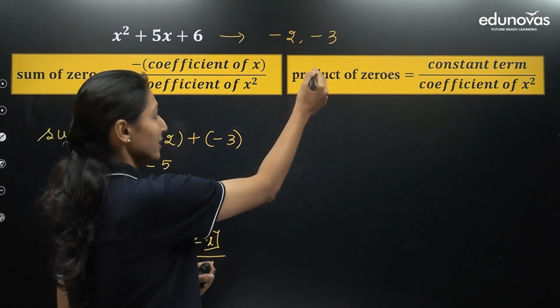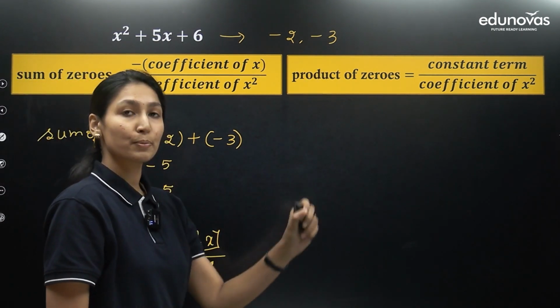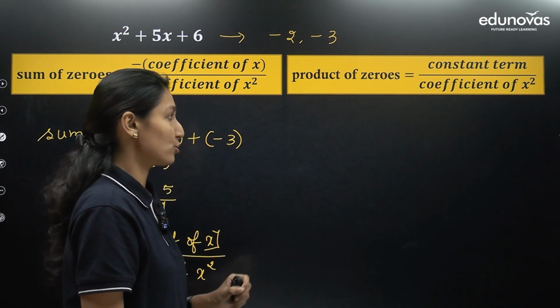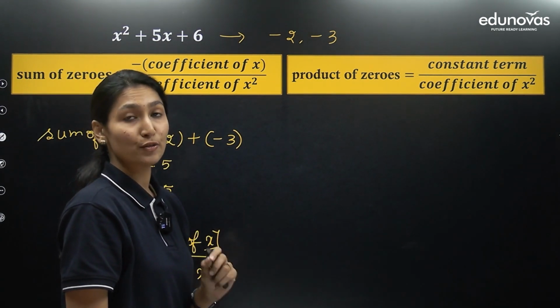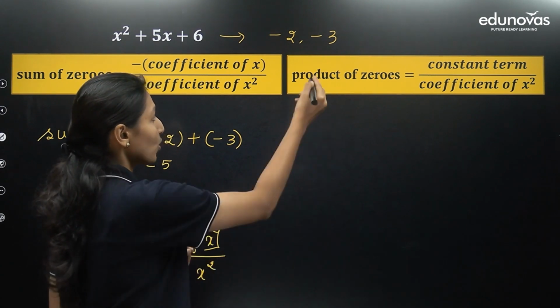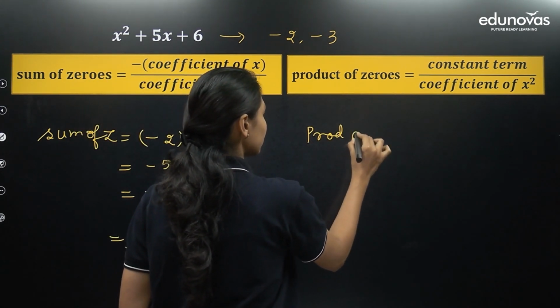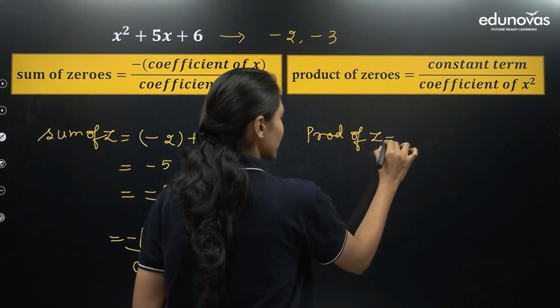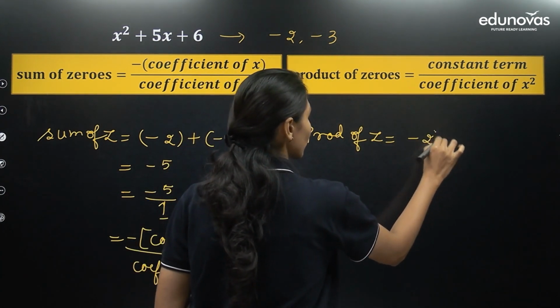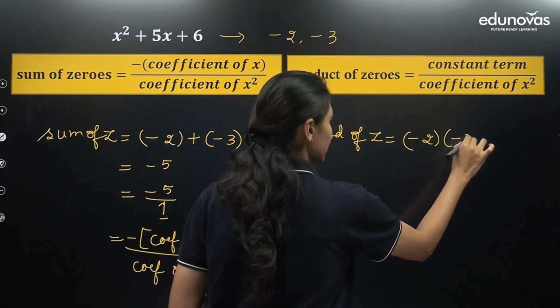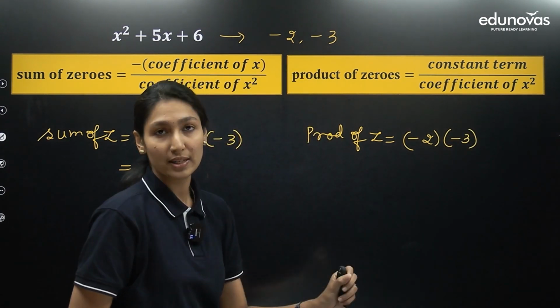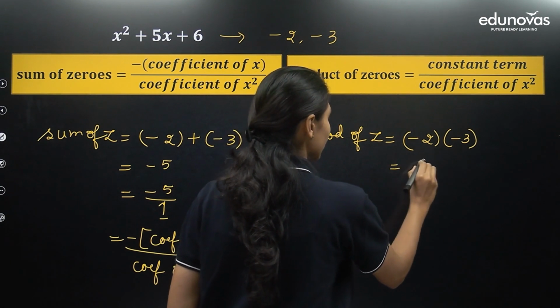Now let's verify the second relation, which states that the product of the zeros must be equal to the ratio of the constant term and the coefficient of x square. What is the product of the zeros? The product of zeros is -2 into -3, which is plus 6.